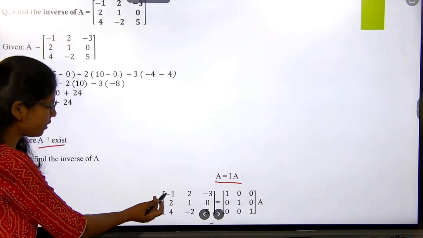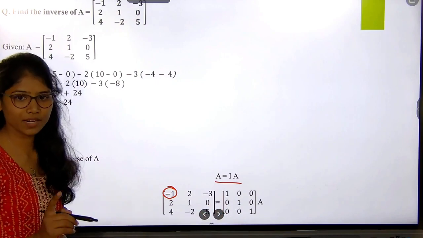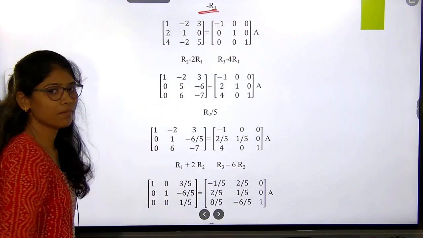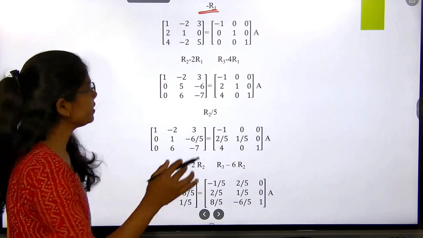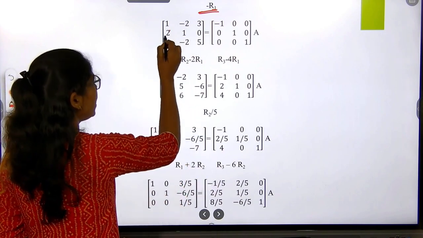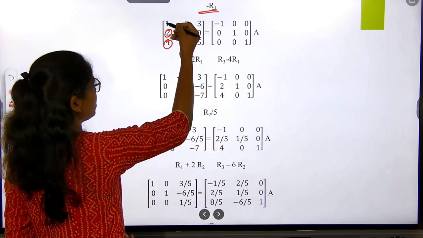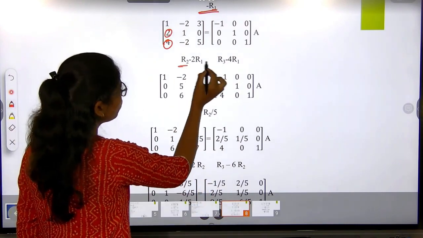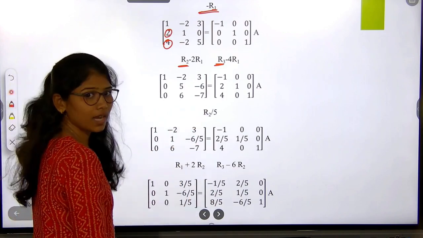So make it an identity matrix. For that, this should be 1, so we have to multiply R1 by minus 1. Here we use the row operation minus R1. We are making changes in R1, so write down R2 and R3 as they are and just multiply R1 by minus sign. After that this is 1. Then we have to make these two 0. For this we use the row operations R2 minus 2 R1 and R3 minus 4 R1. So we are making changes in R2 and R3, writing R1 as it is.